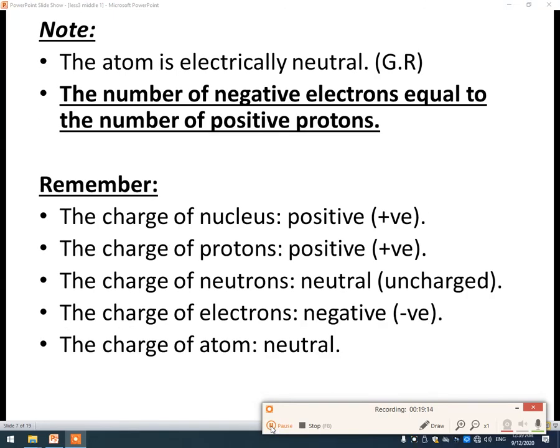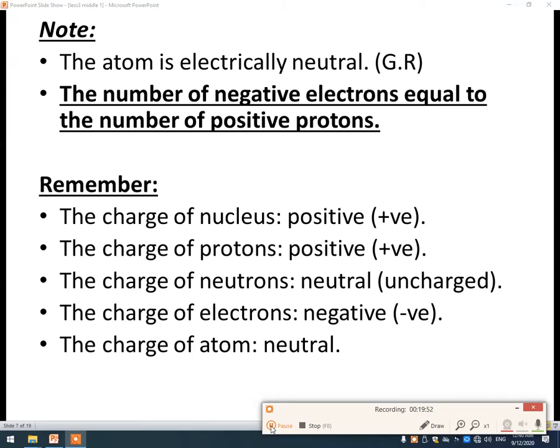So if the number of positive protons equals the number of negative electrons, the whole atom itself will be electrically neutral. What's meant by electrically neutral? It's like an equalizer, like the match. Both teams score the same goals, so the result will be an equalizer. So if I ask you to give a reason why the atom is electrically neutral, why is the whole atom electrically neutral? Because the number of negative electrons equals the number of positive protons.